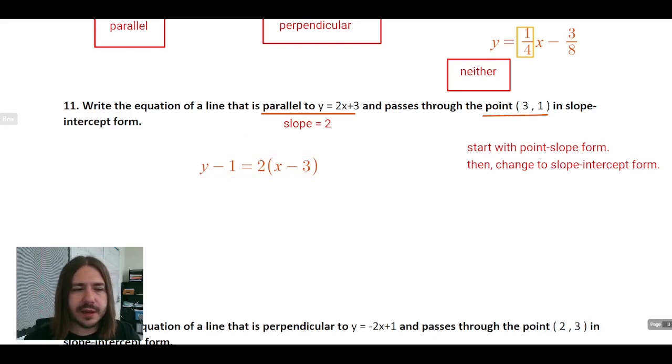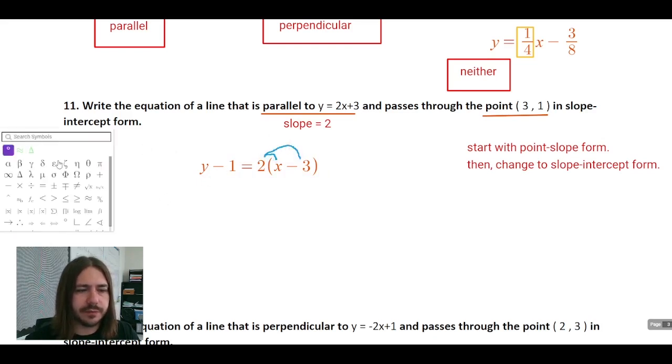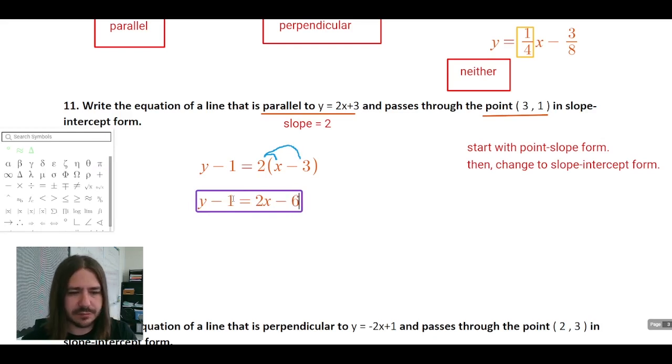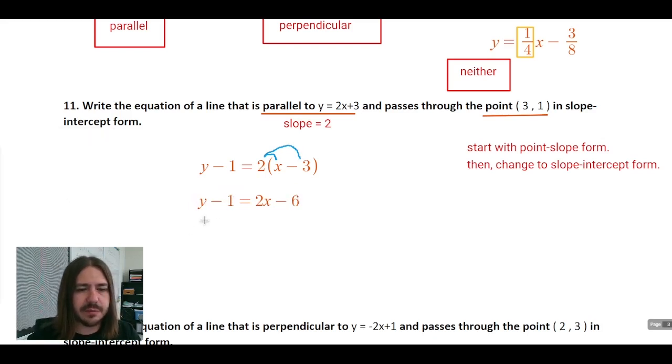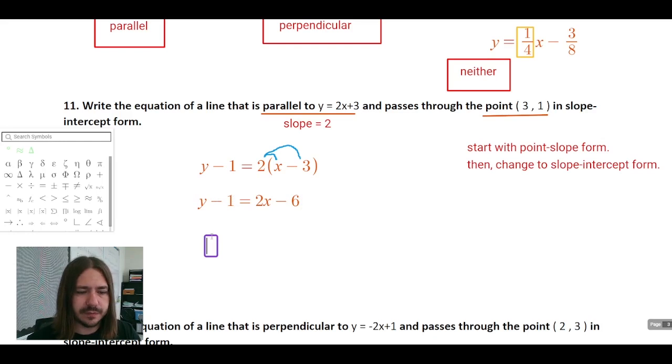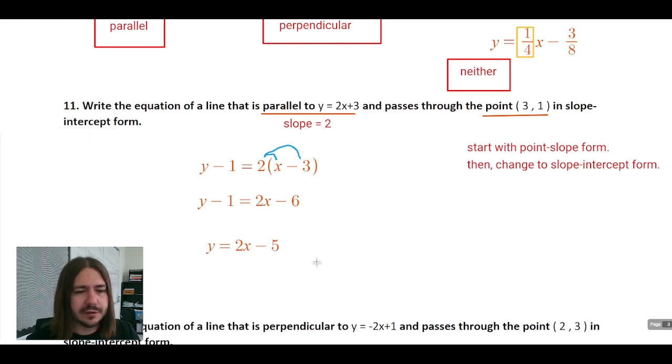And then if we want to get it into slope-intercept form, I'm going to take 2 steps here. The first step is to use the distributive property: y minus 1 equals 2x minus 6. And then the second step is to add 1 to both sides. We get y equals 2x, negative 6 plus 1 would be negative 5. All right, so there's the equation. It's parallel to 2x plus 3 and passes through the point (3, 1).